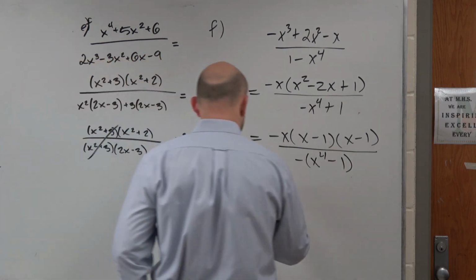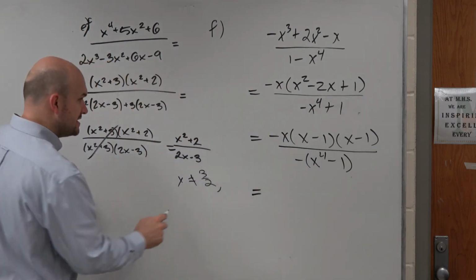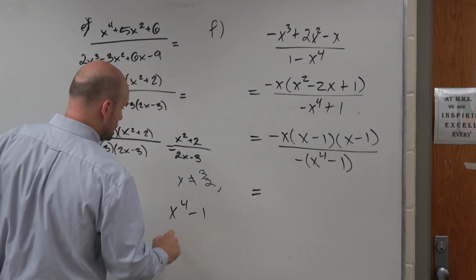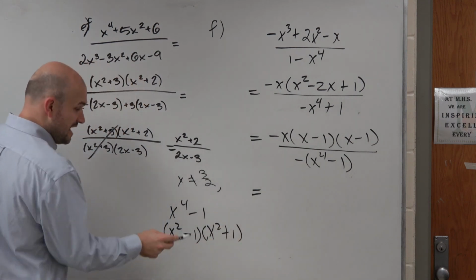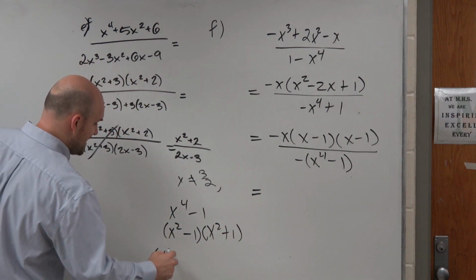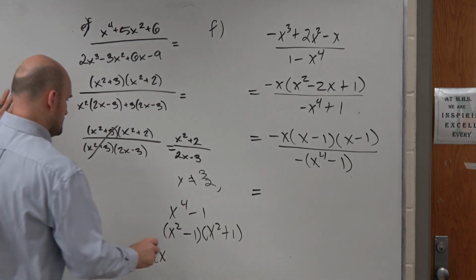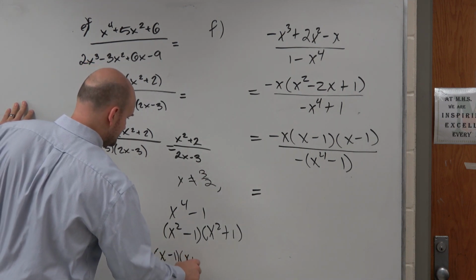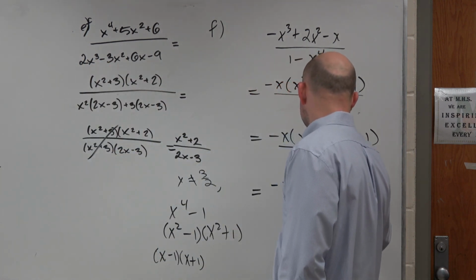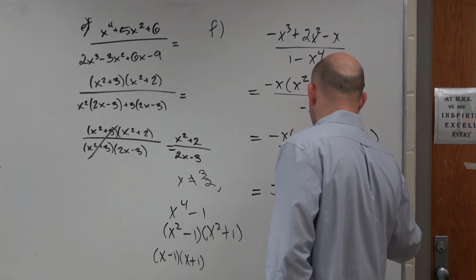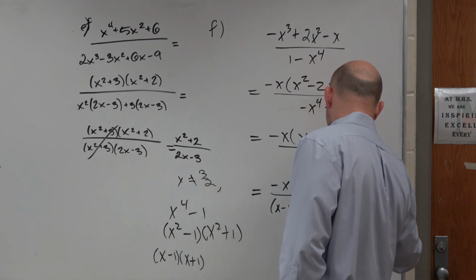Which can turn into, let's see here. Actually, let's go and do that. Do I have room over here? Yeah, so let's actually factor that out. x to the fourth minus 1 is a difference of two squares: x squared minus 1 times x squared plus 1. And then that can be further factored into x minus 1 times x plus 1. All right, so now we have a final negative x times x minus 1 times x minus 1 all over x minus 1 times x plus 1 times x squared plus 1.